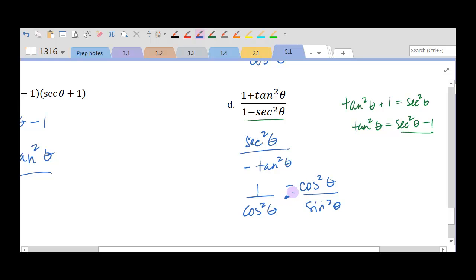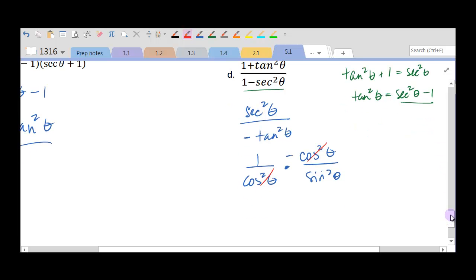Okay, so understand that secant squared theta is the first term, and since we're dividing, we change to multiplication and multiply by the reciprocal of the denominator, which ends up looking like this. Here you can see that cosines are going to cancel. That gives me negative 1 over sine squared theta, but ultimately I want to try to get rid of my fractions, so I'm going to rewrite this as negative, using the reciprocal identity, negative cosecant squared theta. So that's what I ended up whittling it down to.